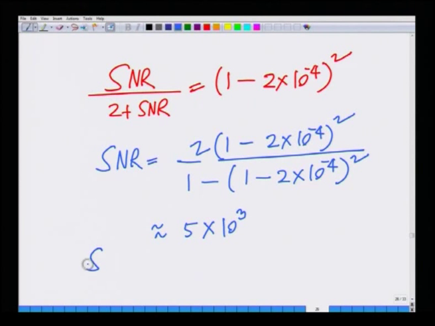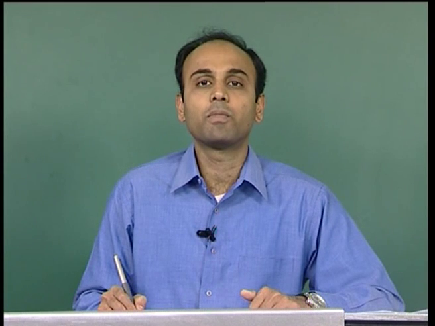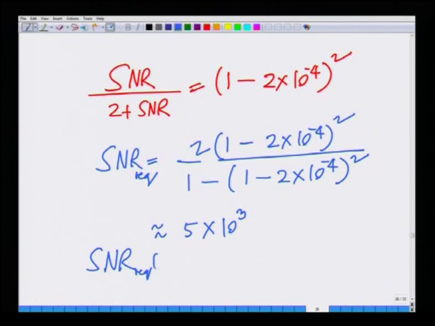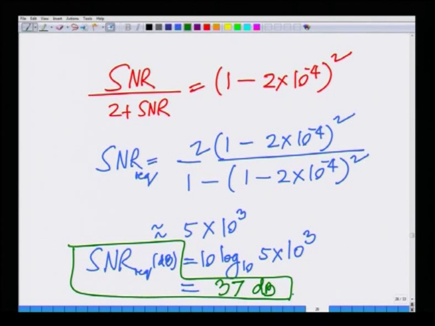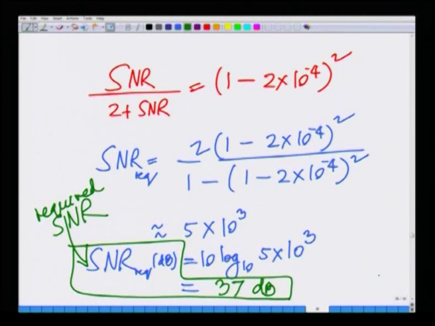Hence, the SNR required for 10 power minus 4 bit error rate in BPSK, in dB, is 10 log 10 of 5 into 10 power 3. This is nothing but 37 dB. Hence, this is the required SNR in dB. Now, we put all these things together in the link budget.